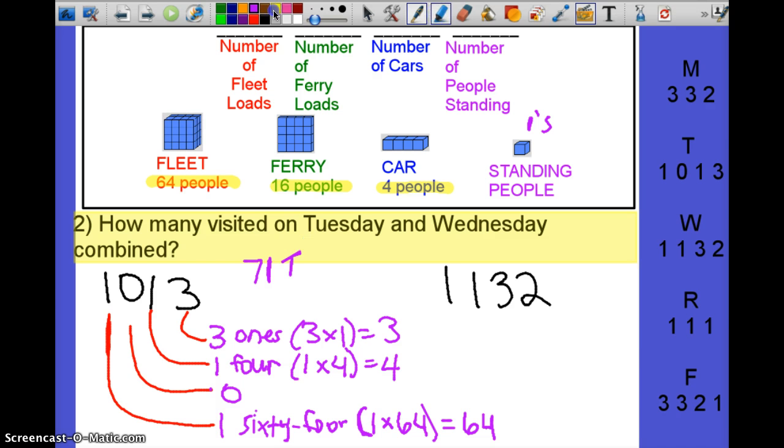So just to be very clear, using that mathematical vocabulary, in yellow are the digits. In orange are the place values.